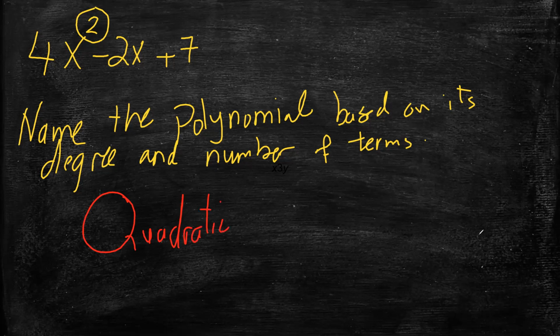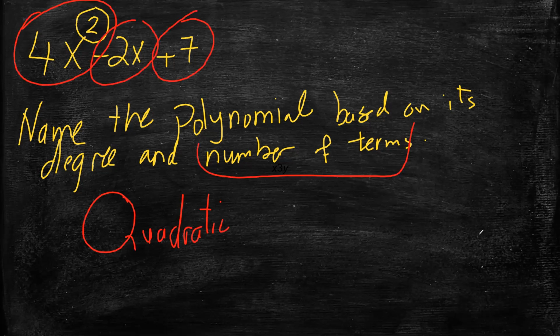Quadratic what? Look at the number of terms. How many terms do we have here? 1, 2, and 3. I told you, like trinomial. So if I want to name this polynomial, I will say it's a quadratic trinomial.